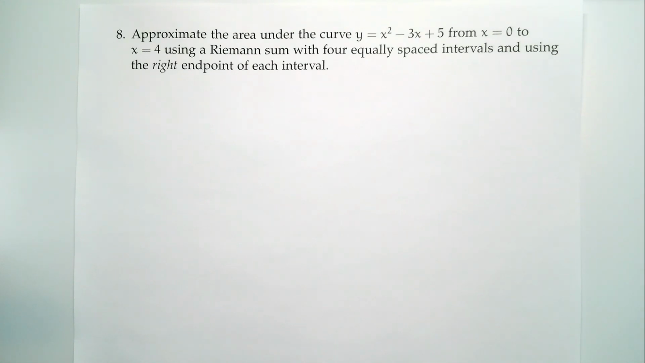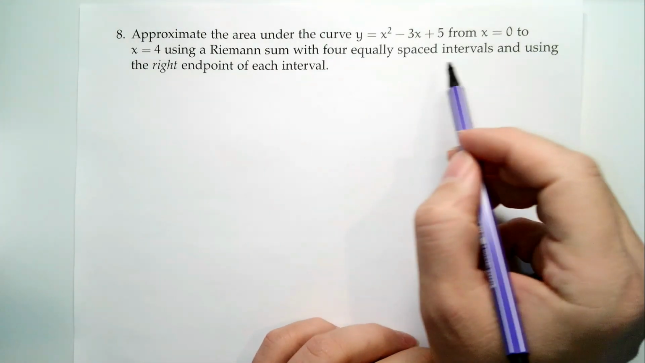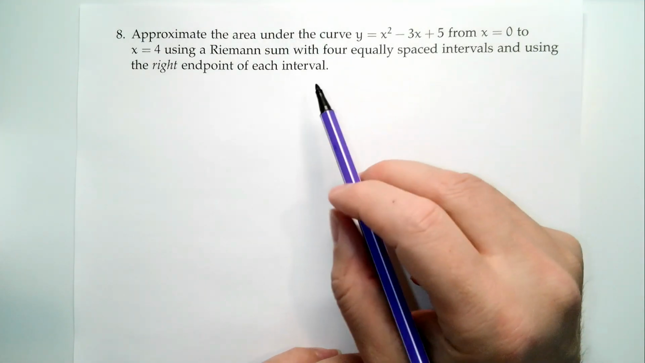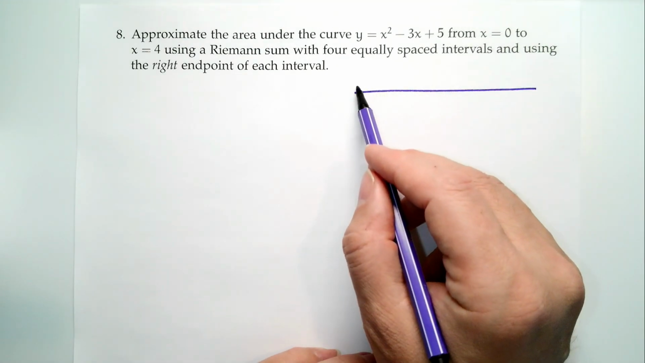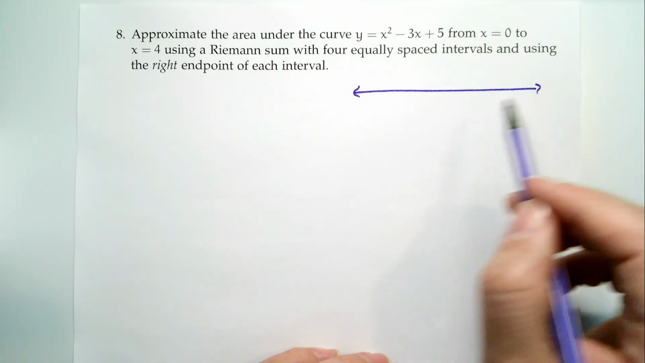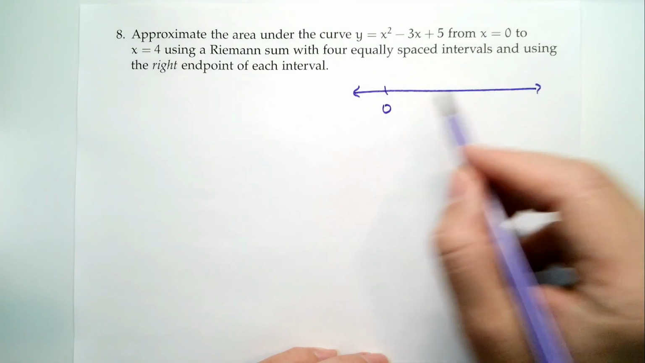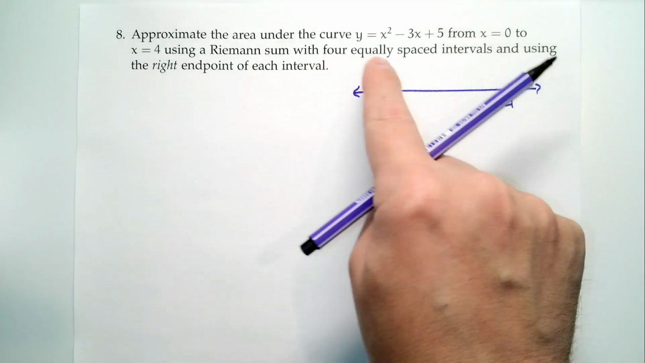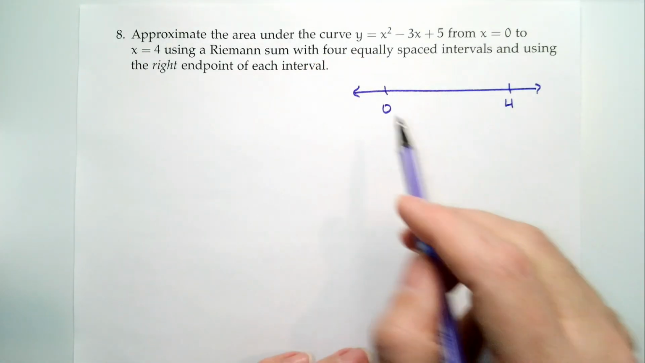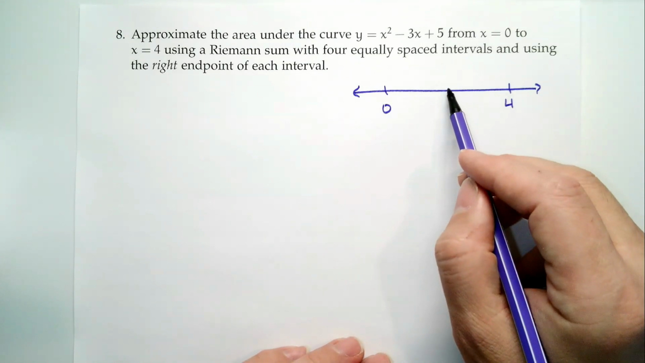Approximate the area under the curve y equals x squared minus 3x plus 5 from x equals 0 to x equals 4 using a Riemann sum with 4 equally spaced intervals and using the right endpoint of each interval. So what I'm going to do is I'm not going to sketch the function, because I really don't need to know the function. I know I'm going from 0 to 4, and I'm going to split this up into 4 equally spaced intervals.